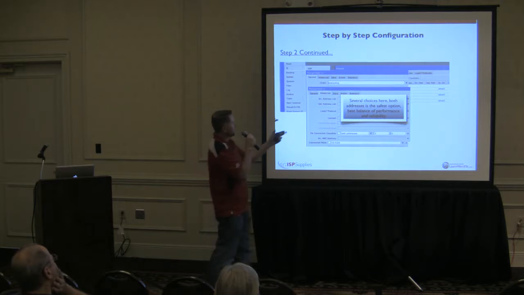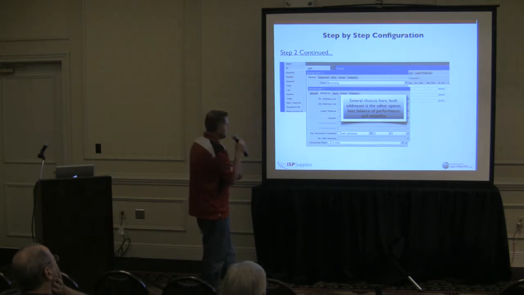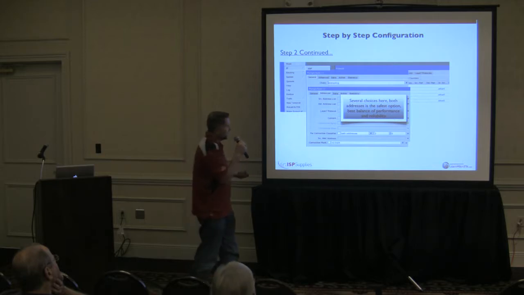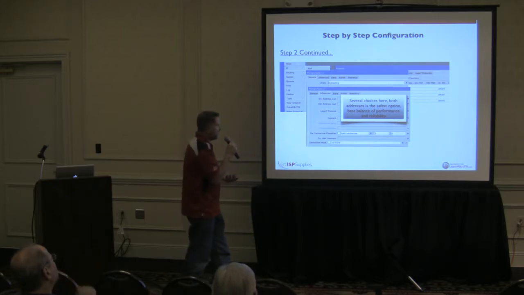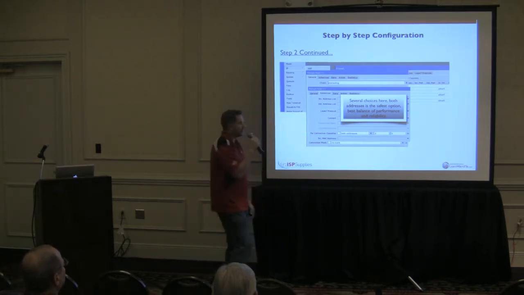Now, several choices here, but in my opinion, and the couple of setups that I've done, both addresses is the best option. It gives the best balance of performance and reliability. You could also pick only source address to be used for the hash, destination address, and a number of others, but both addresses seems to work well.